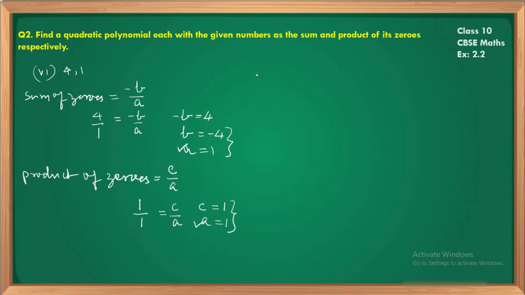Therefore, you can now go for the formation of the quadratic polynomial, which is ax square plus bx plus c. In place of a, you have 1 into x square plus b is minus 4. As I said, put the bracket so that you don't go wrong. Into x plus c. C is 1. Simplify now. X square plus, into minus, is minus 4x plus 1. So this is the quadratic polynomial for this question.